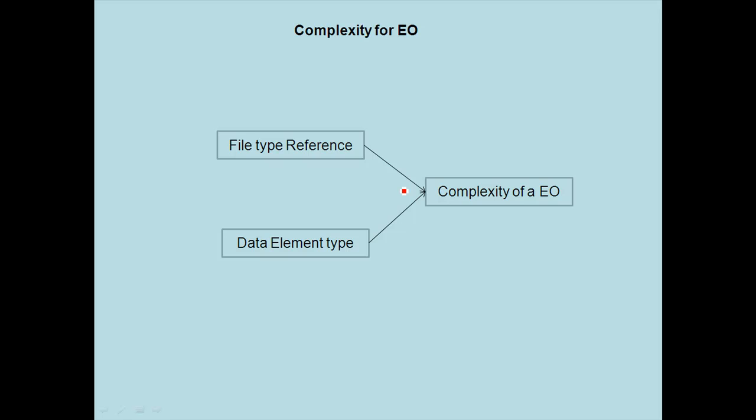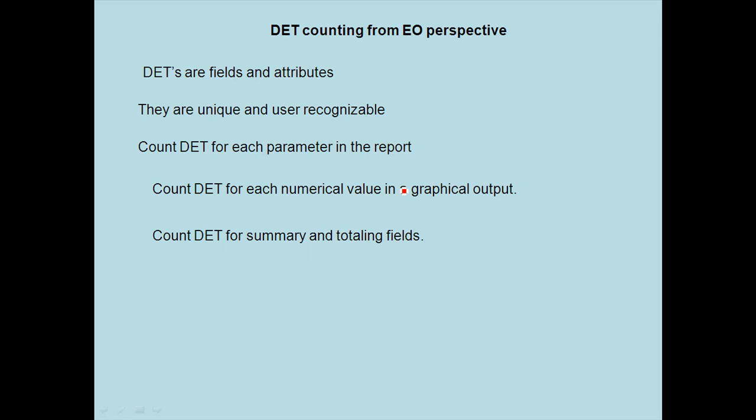The complexity of an EO basically depends again on FTRs and DETs, which we have seen for EI. When we count DETs from the EO perspective, there are some important aspects which we need to take care of. The common things of DET, like the file fields and attributes, being unique and user recognizable, are the same as EI, but we need to count 1 DET for each parameter in the report. So if you have a report which takes in a customer code and a customer name, and then when you click on search it shows the report, the customer code and the customer name should be counted as 1 DET each, that is 2 DETs.